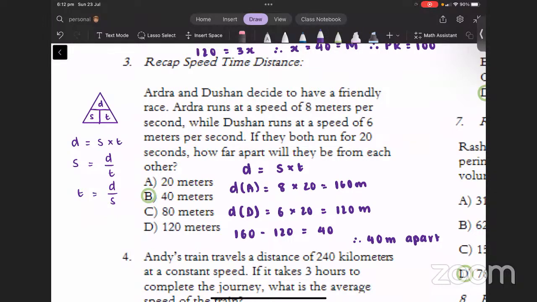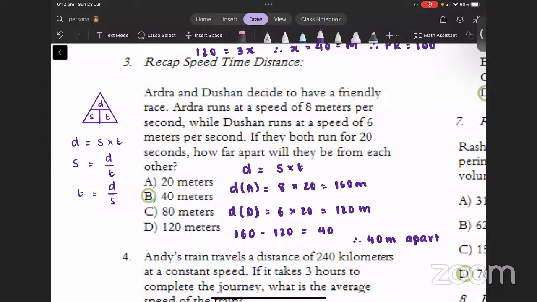Then we look at Dashan's distance. So he goes at 6 meters per second for 20 seconds. So 6 times 20 gives us 120 meters. Then to find out how far apart they'll be after 20 seconds, we just subtract 160 by 120. So you subtract their distances from each other, and that gives you 40. So they'll be 40 meters apart after those 20 seconds.